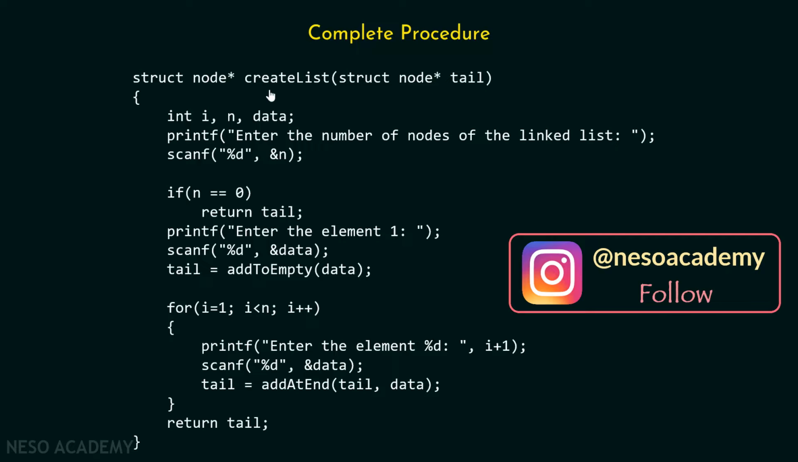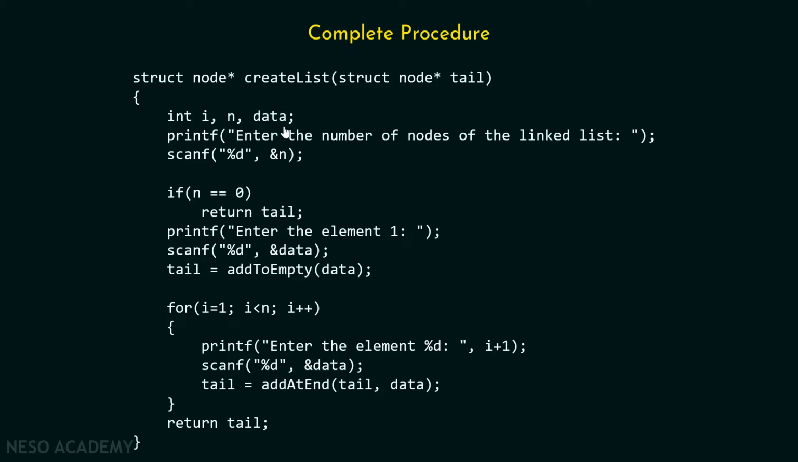Okay, and we are calling this function from the main function. I'll show the complete code after this presentation, but currently this tail pointer has null. And you can see over here I have declared three variables i, n and data. I'll tell you why I have declared these three variables in a moment.